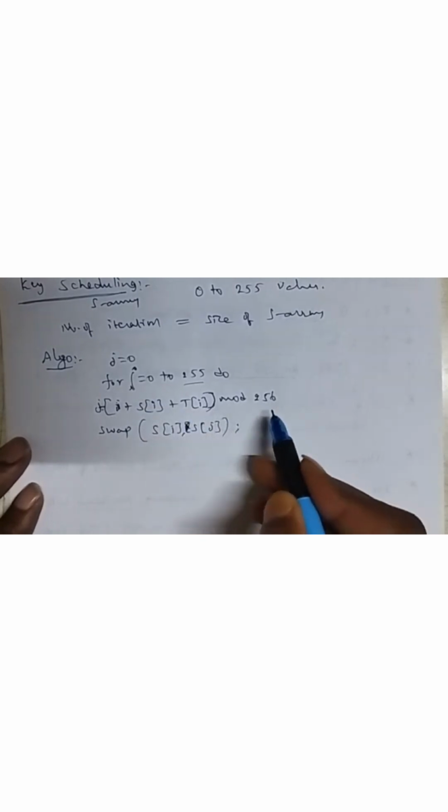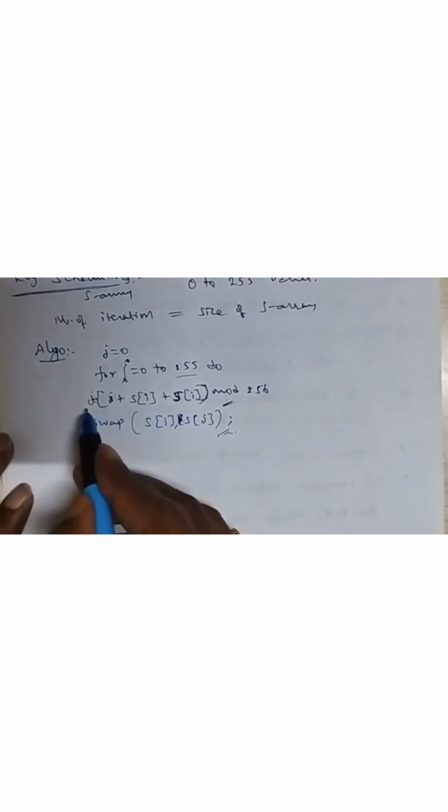And here what is the j value then? j equals to j plus S of i plus T of i mod 256. And after every run, we have to perform the swap operation. Here swap operation means what? S of i and S of j will be swapped. Both the S of i value and S of j value will be swapped. After every iteration, the values will be swapped.